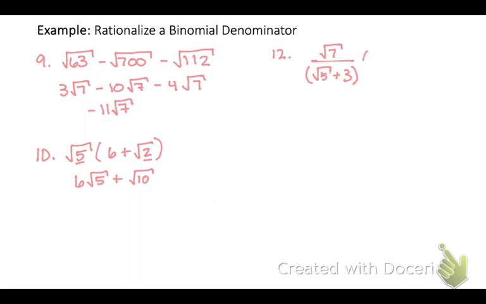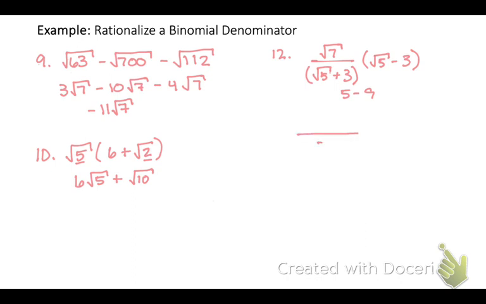So I'm going to multiply by the square root of 5 minus 3, which is known as the conjugate. Good job. So this is going to be 5 minus 9, so negative 4.